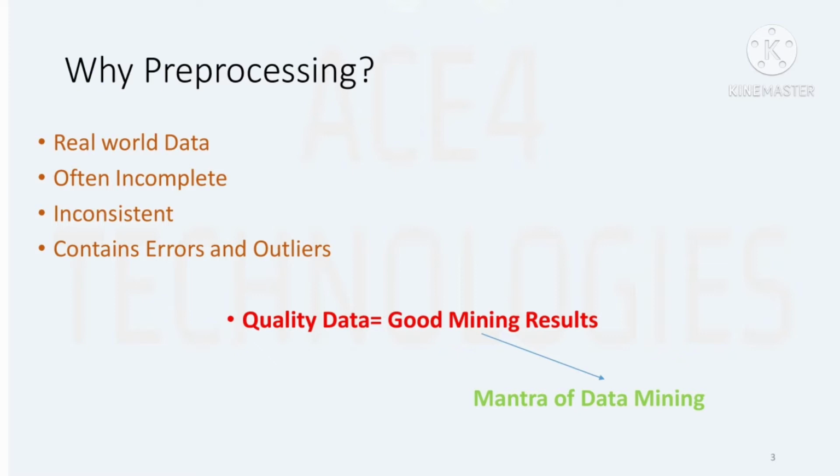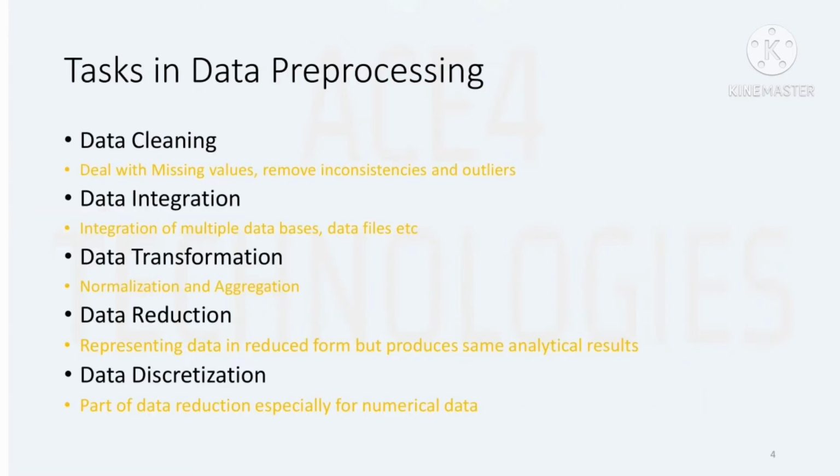Real world data is often incomplete, inconsistent, and/or lacking in certain behaviors or trends, and is likely to contain many errors. Data pre-processing is a proven method of resolving such issues. So quality data gives you good mining results, and this is one of the mantras of data mining. Data preprocessing is used in database driven applications such as customer relationship management and rule based applications like neural networks.